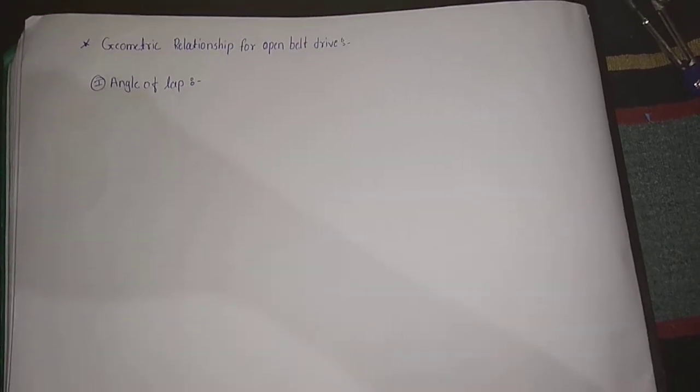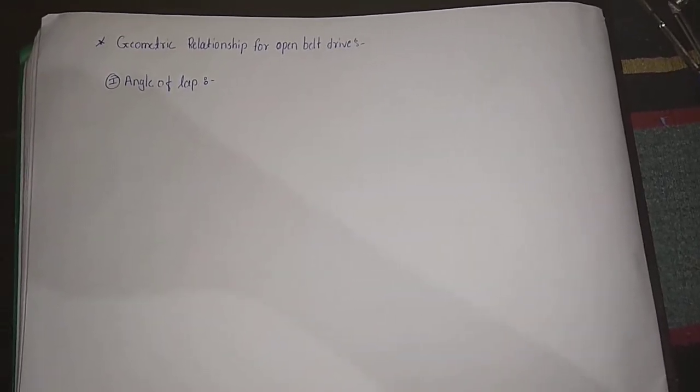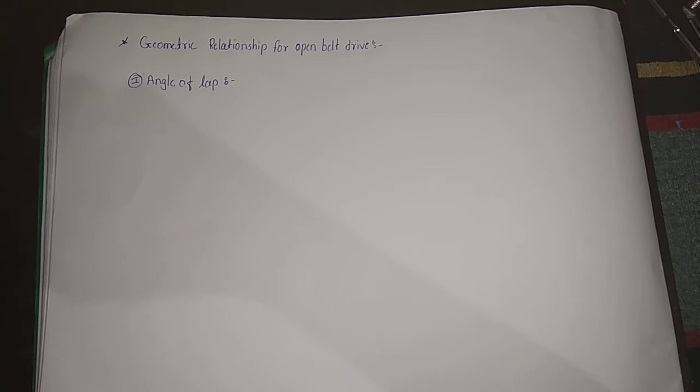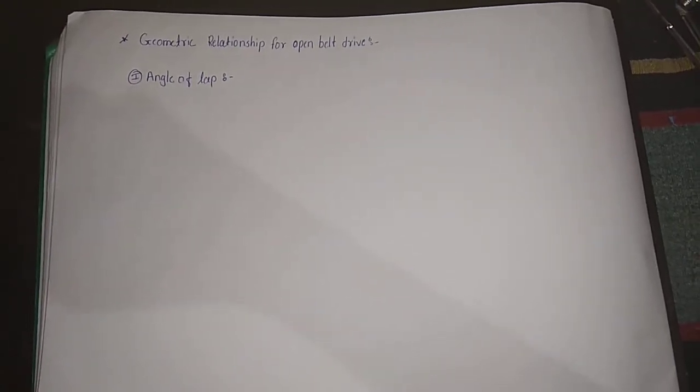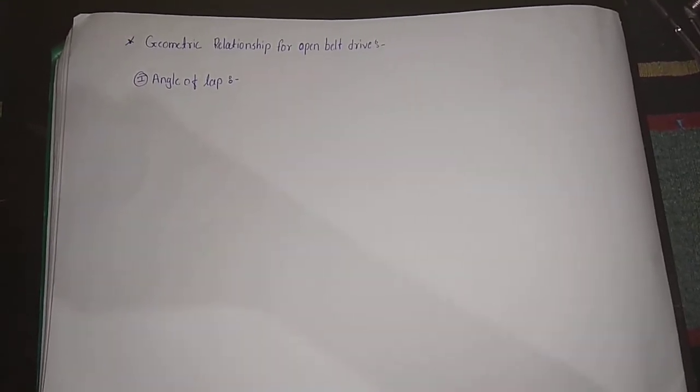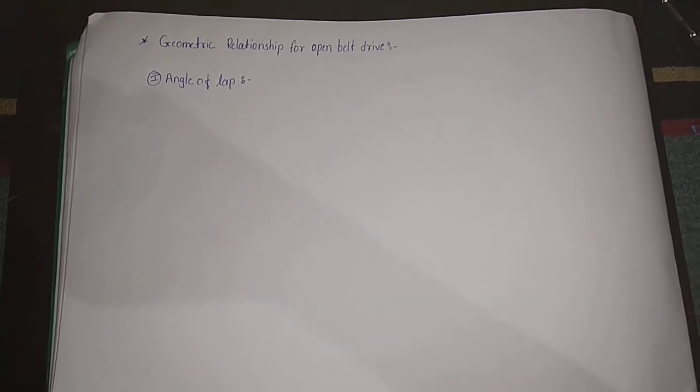Hello friends, today we are going to study the geometric relationship for open belt drive. In that, there are two main geometric terms required to designate a belt drive. They are, first, angle of lap and, second, length of belt drive. First, we study angle of lap.